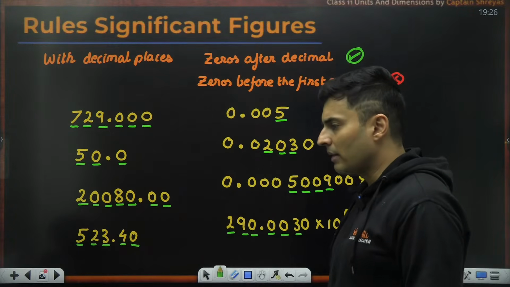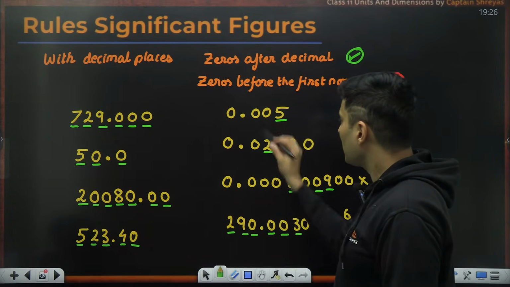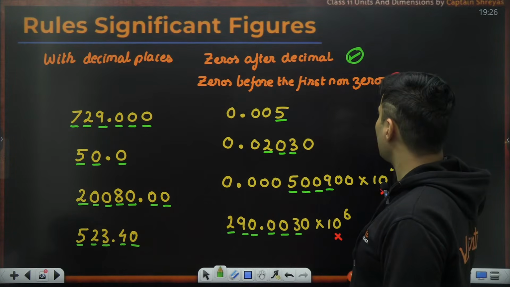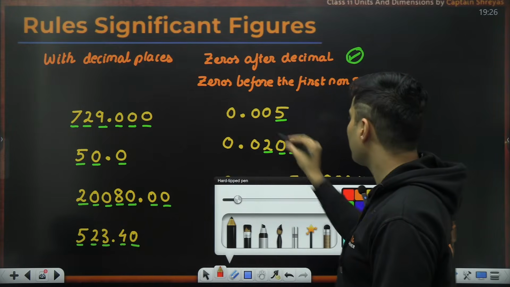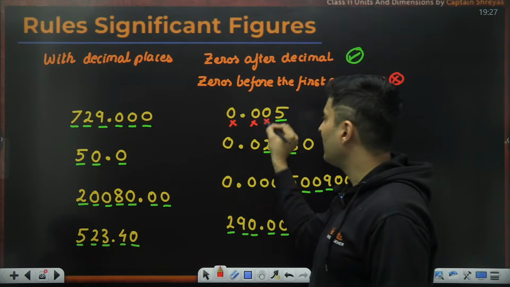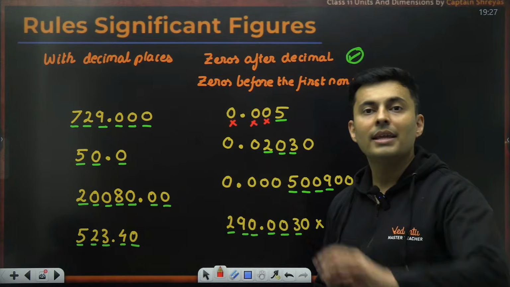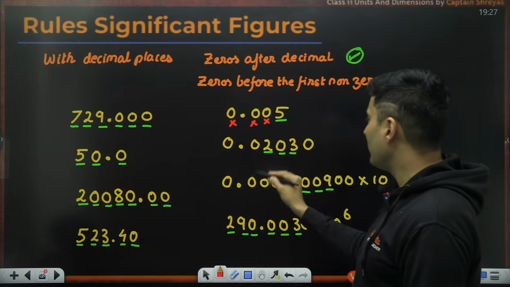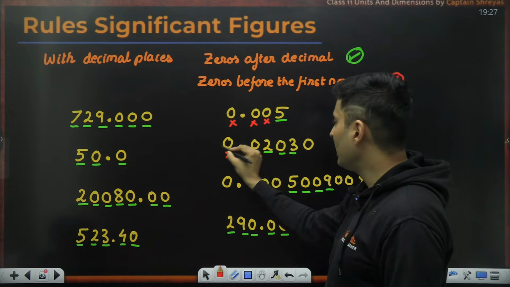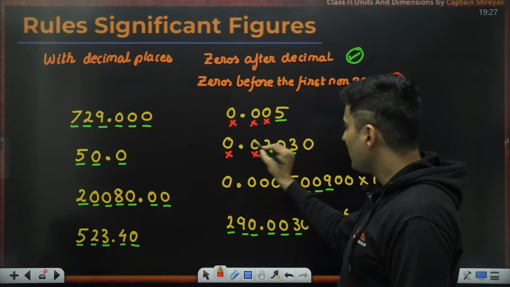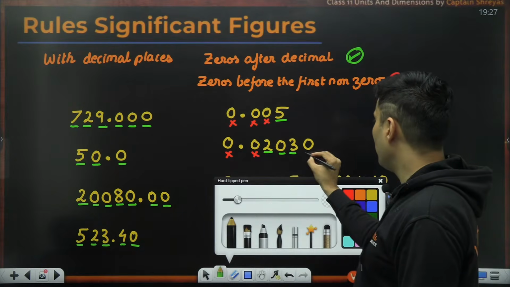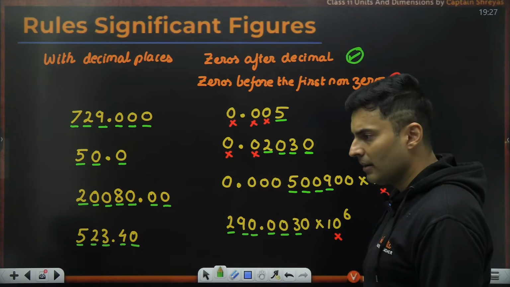Is that clear, everyone? But over here, even though these zeros are after the decimal, what does this rule say? Zeros before the first non-zero will not be significant. So these, because this is the first non-zero and they are before it, are not going to be significant. Same thing over here, this 0 and this 0 are before this 2, so they will not be significant, but this 0 is after the non-zero and also after the decimal, so it will be significant. Is this clear?